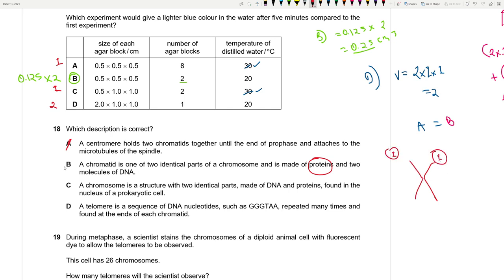Next, a chromosome is a structure with two identical parts made of DNA and proteins found in the nucleus of a prokaryotic cell. Prokaryotic cells do not have nuclei. Come on. A telomere is a sequence of DNA sequences such as GGG, TAA repeated many times and found at the ends of each chromatid. This looks good. Prevents aging, right?